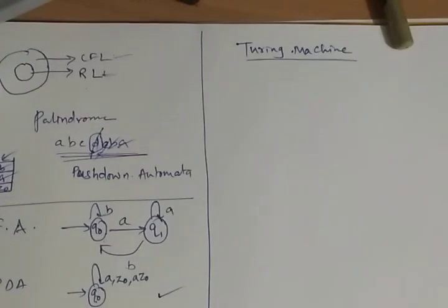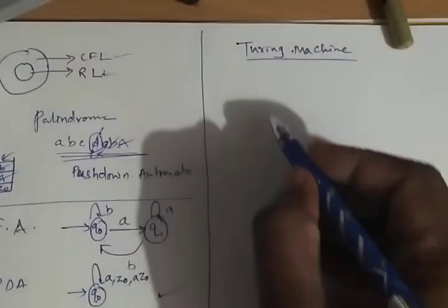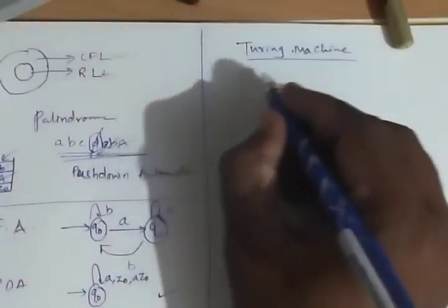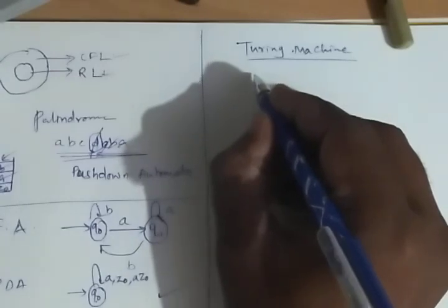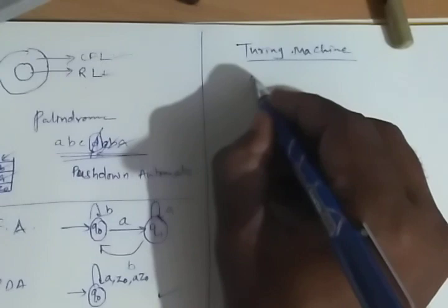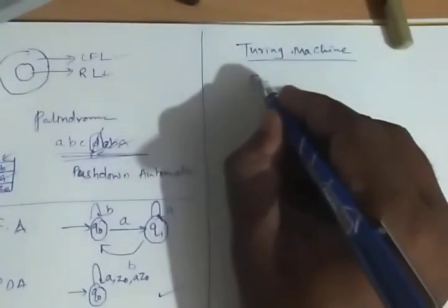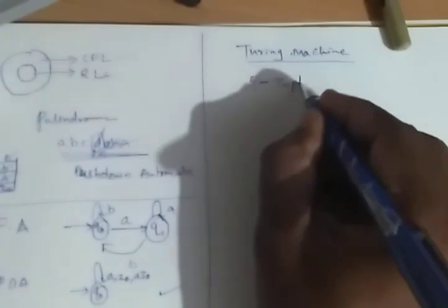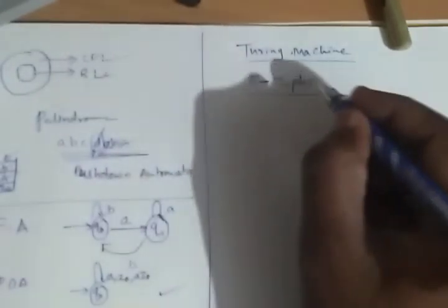So let us define a Turing machine. Now many of the books, John Martin, he is defining a Turing machine. You can find different books with different definitions. John Martin says that a Turing machine is a 5 tuple.